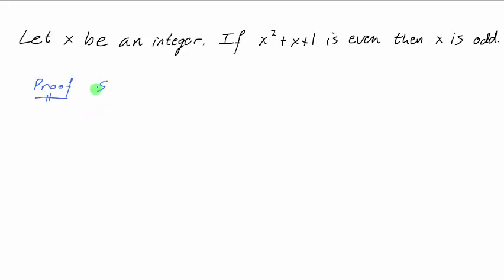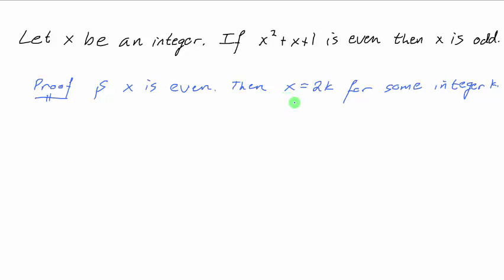So suppose that x is even. And then in our conclusion, we'll show that x squared plus x plus 1 is not even, i.e. that x squared plus x plus 1 is odd. So by supposing that x is even, then x is equal to 2 times k for some integer k. It's another way of writing there exists an integer k such that x is equal to 2 times k. You can use this for some language.